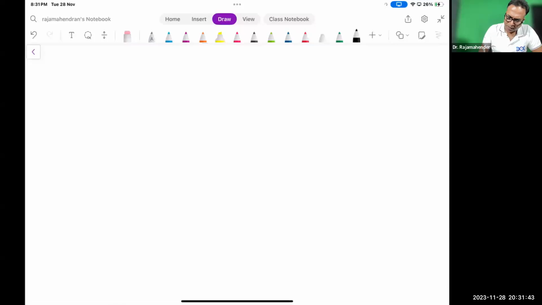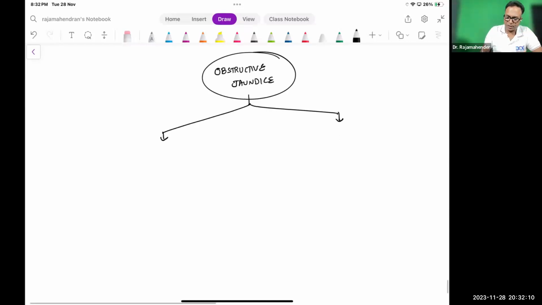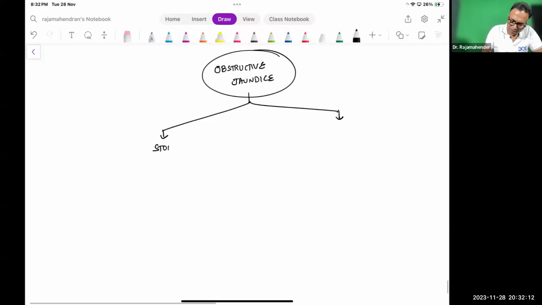Nutshell of obstructive jaundice. A patient coming to you with obstructive jaundice, what clinical features will you have? Yellow urine, clay stools, and scratch marks are the 3 important features: itching, yellow urine, clay stools. Don't forget this. And obstructive jaundice patients who come to you for your exam will be only 2 cases: one is a stone case, another is a cancer case.